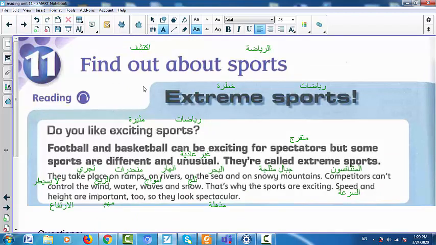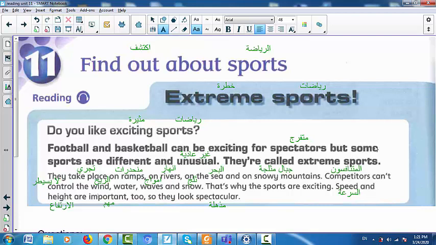Here we are going to talk about the text. Find out about sports. Extreme sports. Do you like exciting sports? Football and basketball can be exciting for spectators, but some sports are different and unusual. They are called extreme sports. So this is the introduction for our lesson. مقدمة عن الرياضات الخطرة.